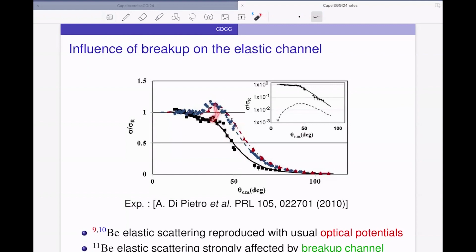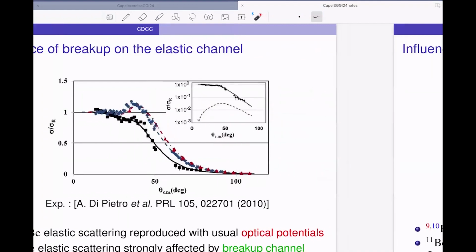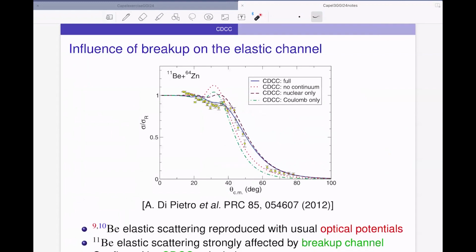But the question, of course, is then what? Is there a better way to do it? And of course, there is a better way. You do a CDCC calculation. It's a low energy reaction. Only CDCC will really be working. And so they worked in collaboration with Antonio Moro from Sevilla. And so they performed the CDCC calculation.